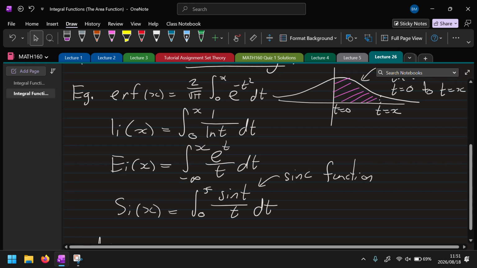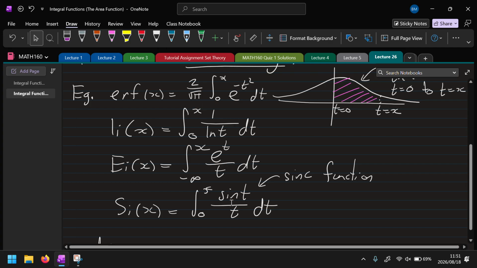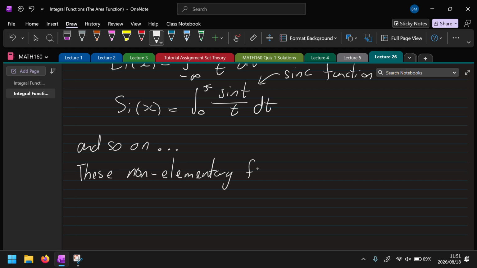What makes these ones important is that these are non-elementary. It means there is no other way of writing these functions down besides an integral. So, for example, that bottom one, sine t over t, there's no way to evaluate this using the functions that we know. That's the only way that we can write it down. So these non-elementary functions can only be written down as an integral.